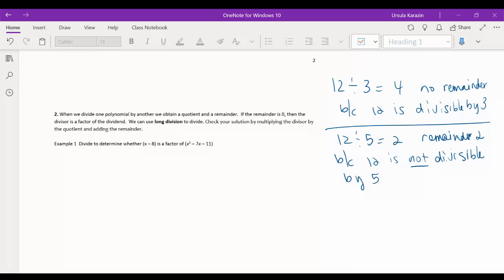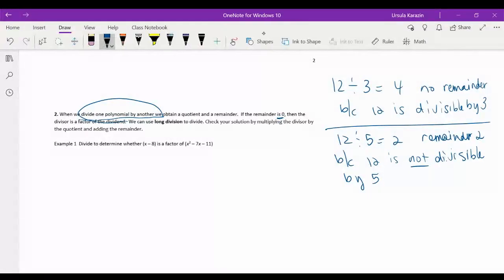So we're going to use that same idea, and we're going to divide one polynomial by another. And if the remainder is 0, then the divisor, that's what we're dividing into, is a factor. So we're going to be checking to see if we have factors. We're going to do it by using long division, which will look very much like the long division that you learned way back when. And then we will check our answer by multiplying back together.